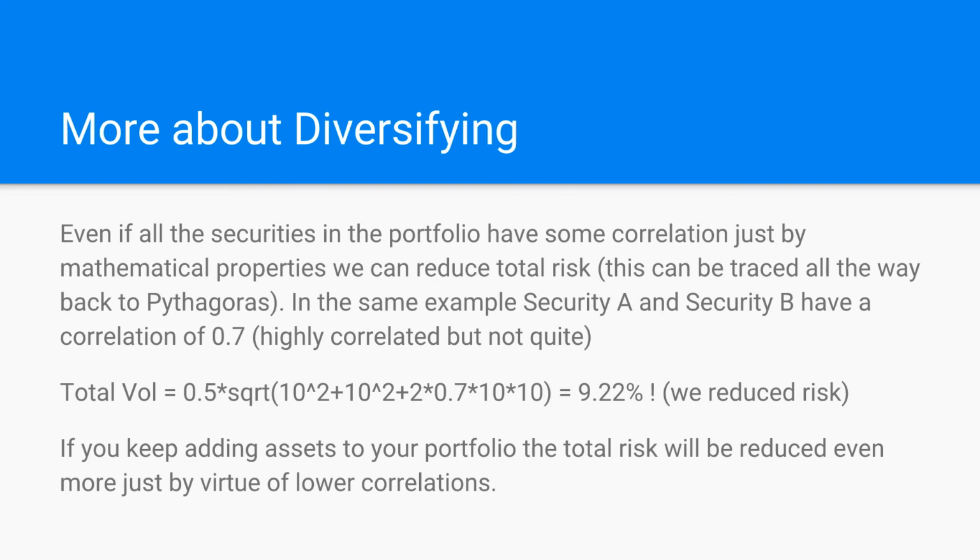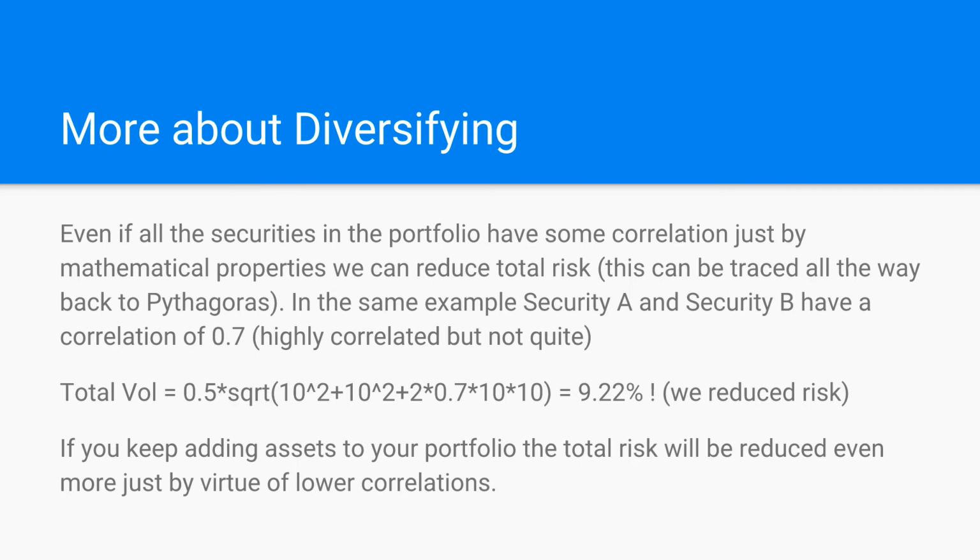For instance, we have the same portfolio with the two securities, and they actually have a high correlation, 0.7. For instance, they could be Apple and Google, or Facebook and Google, something with really high correlation. But look, it's not 1. It is less than 1. And if you compute the total volatility of your portfolio, if you develop the formula, it is 9.22%. Risk is reduced. Just like that. Just by adding a security that doesn't have perfect correlation, risk is reduced.